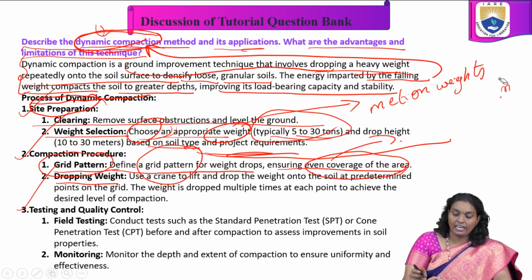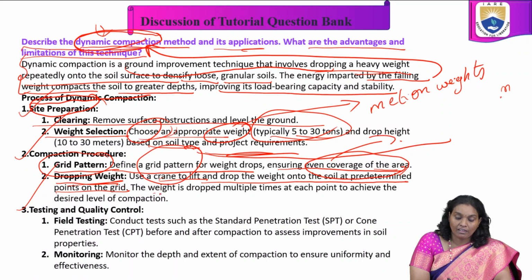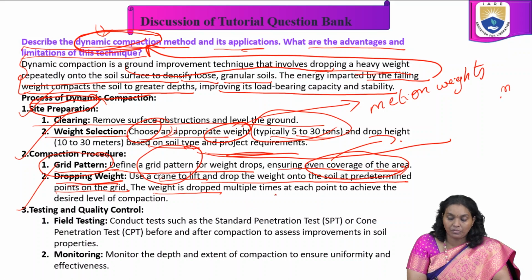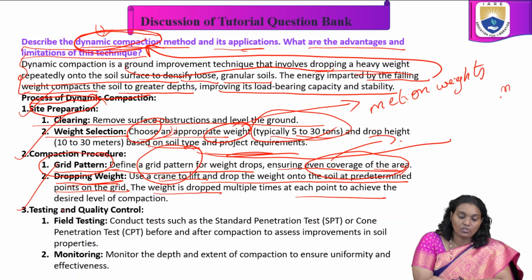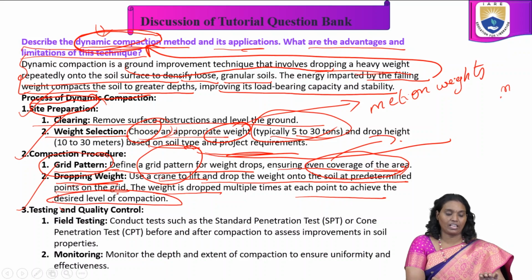For the dropping weight, use a crane to lift and drop the weight onto the soil at predetermined points on the grid. The weight is dropped multiple times at each point to achieve the desired level of compaction. Now explain the procedure of which type of technique it is.